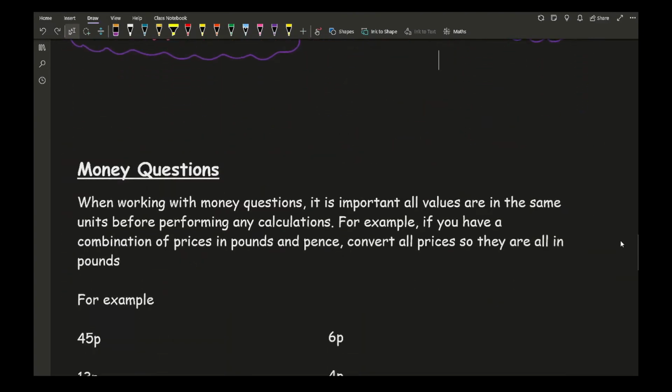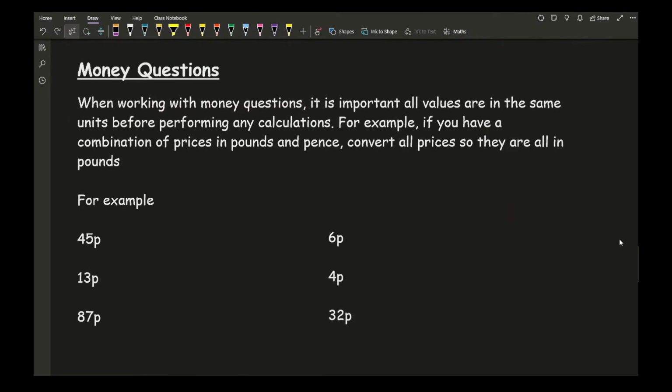So moving on to money questions. Now, when working with money questions, it is really important that all the values are in the same units before performing any calculation. So for example, if you have a combination of prices in pounds and pence, convert all the prices so that they're all in pounds. Now, yes, you could convert them all into pence, but then if it goes over 100, you kind of want the question written in pounds. So I would always recommend that you convert all the prices into pounds in the first place.